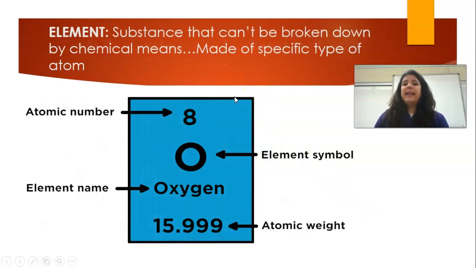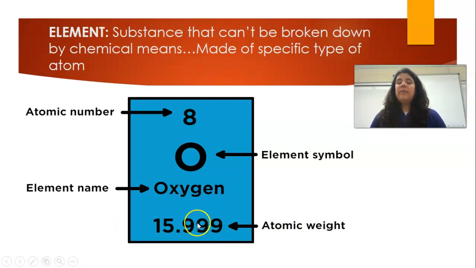Elements are substances that can't be broken down by chemical means. They're made of very specific types of atoms, and these are all the things that are on a periodic table. So if you're looking at this element symbol here of oxygen, you will have the element symbol, in this case an O. You will have the element name, which is oxygen. You will have the atomic number. This is really important. This is the number of protons that are in the element.